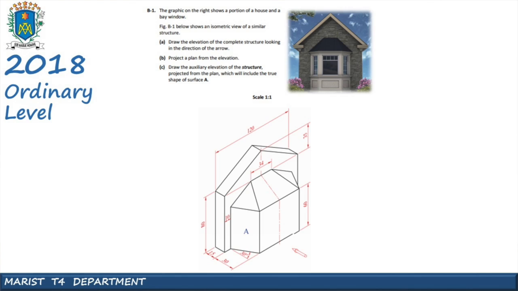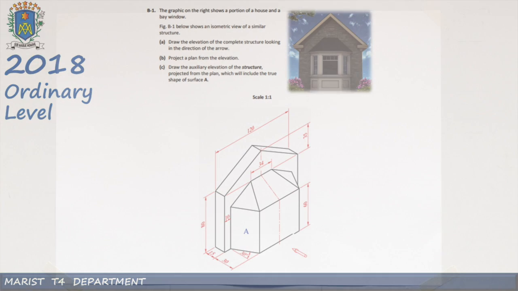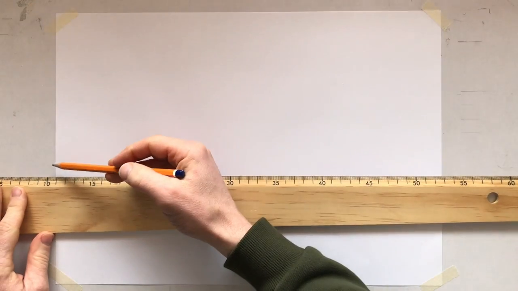What we're going to do first is try and find out the positioning of the elevation and the plan. If we look at the question, we know that surface A is towards the left hand side of the object. So if surface A is towards the left hand side, we're going to set up the plan towards the bottom left of the page, because we know the auxiliary is going to be up towards the top right. Now if we look at the question, we can see that the plan is quite narrow, so we know that we don't have to come up too far here to set up our elevation.